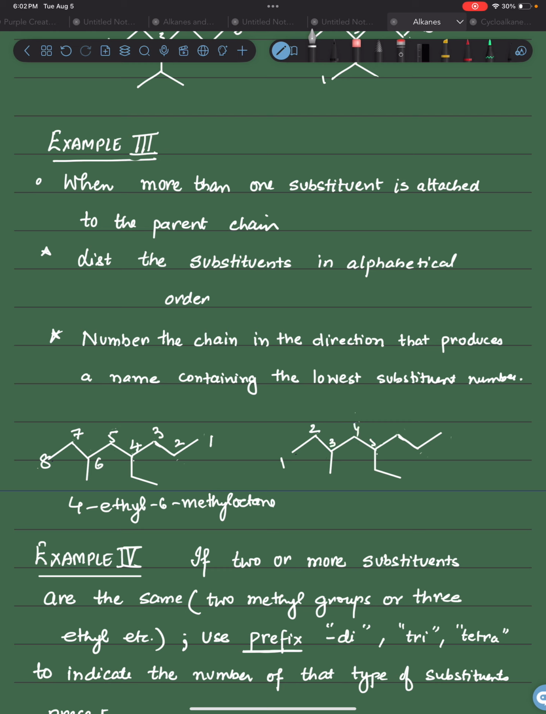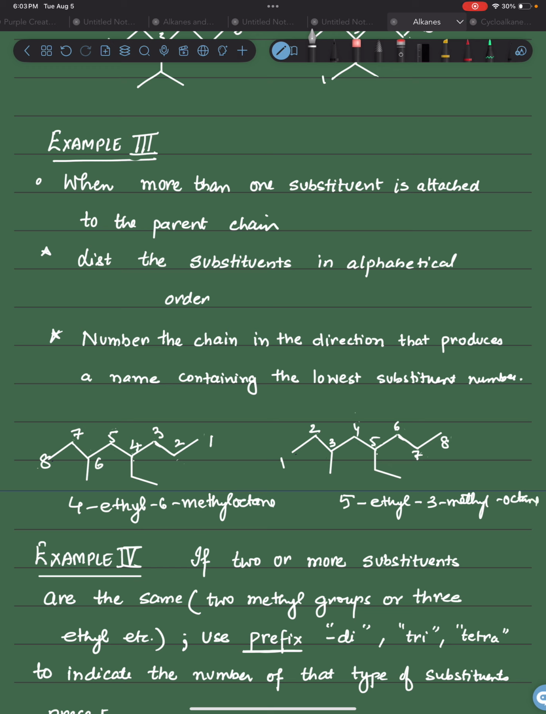Fine. If I choose the other type of the numbering, like going from left to right, 1, 2, 3, 4, 5, 6, 7, 8. So I would have 5-ethyl 3-methyl octane. Now which one I should choose?